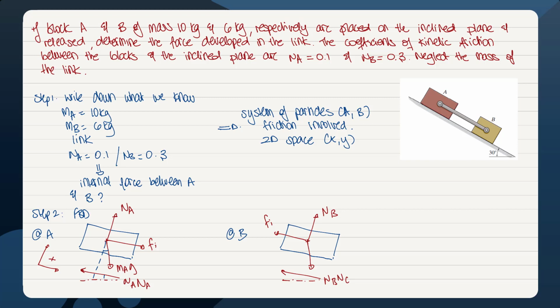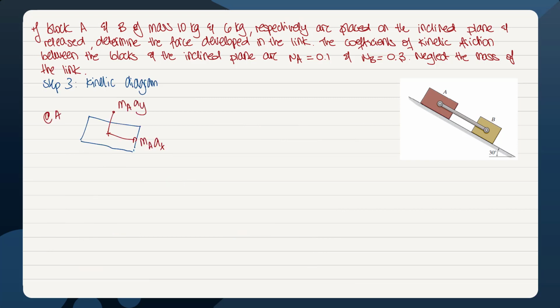Next, we can draw the kinetic diagram. So for block A, we have m_A a_Ay and m_A a_Ax. Again, always assume a positive direction whenever you do not know the actual direction of the acceleration. We can do exactly the same for B: m_B a_By, m_B a_Bx.